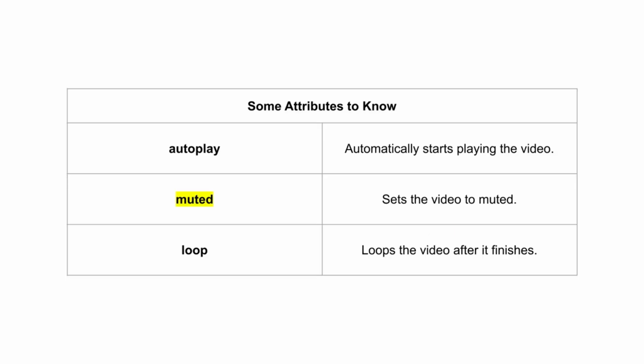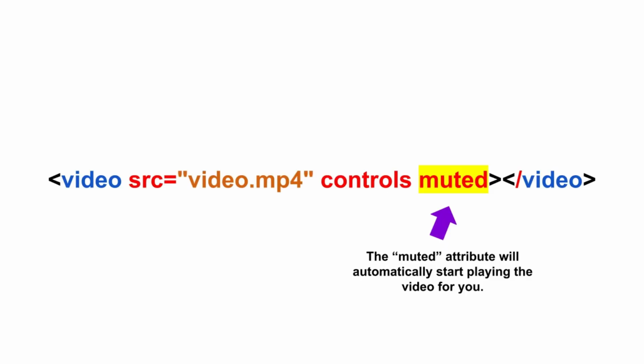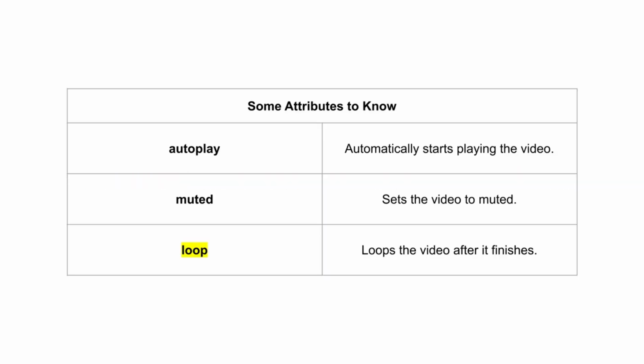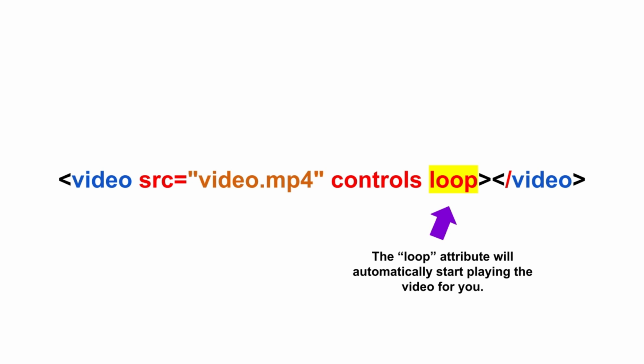Then, we have the muted attribute. Remember, it is written all lowercase with an ed at the end. It sets the video to be muted. And last, we have the loop attribute. It is written all lowercase and loops the video after it ends.